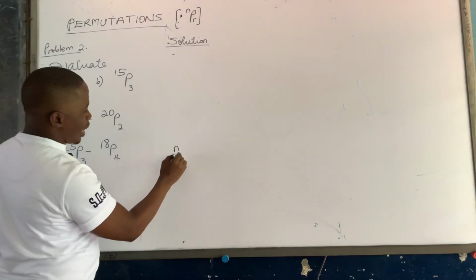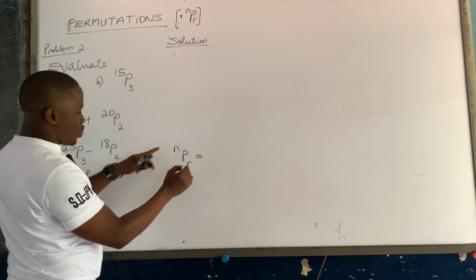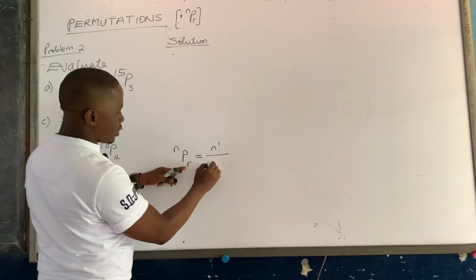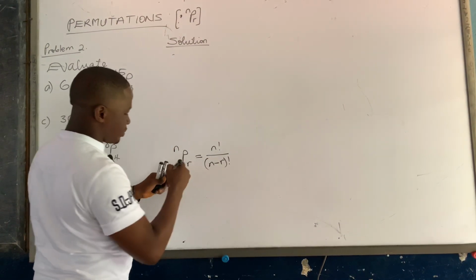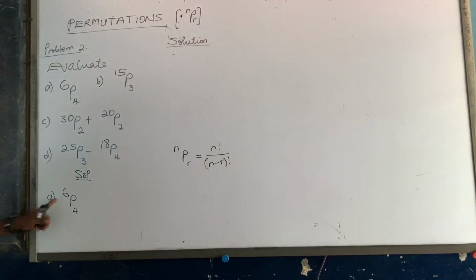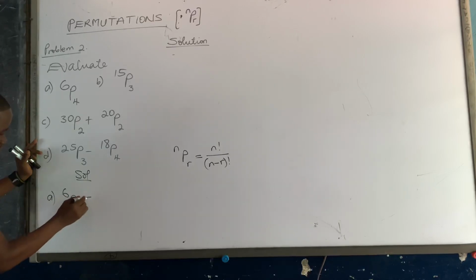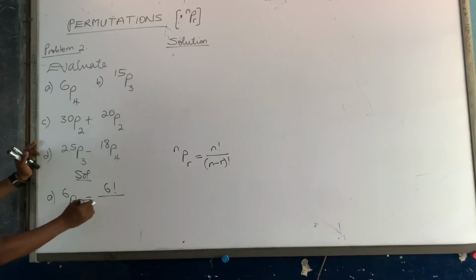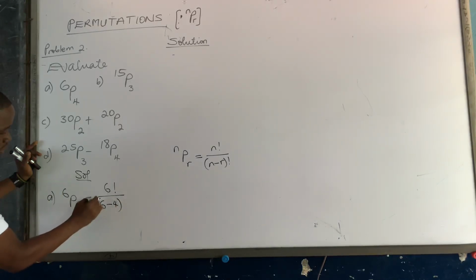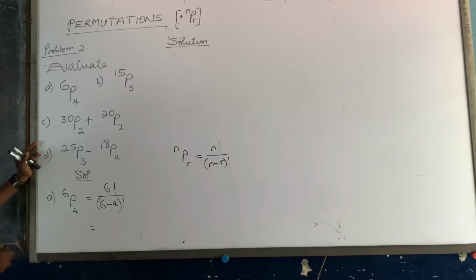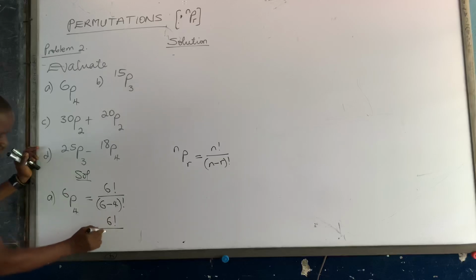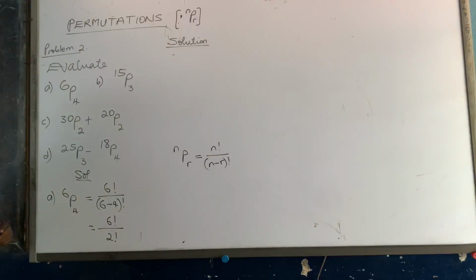Generally, n permutation r is equal to n factorial divided by n minus r factorial. So if we are to find the value of 6 permutation 4, we say 6 factorial divided by 6 minus 4 factorial. So we say 6 factorial divided by 6 minus 4, which is 2 factorial.